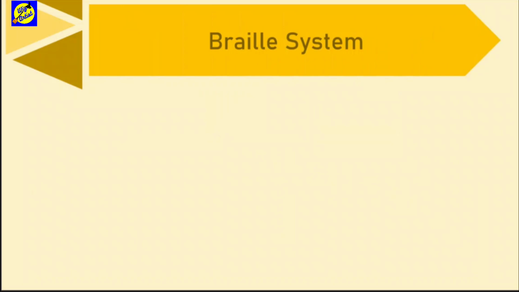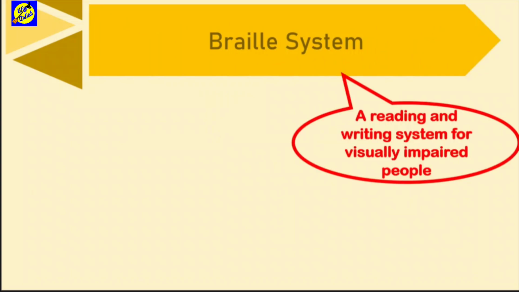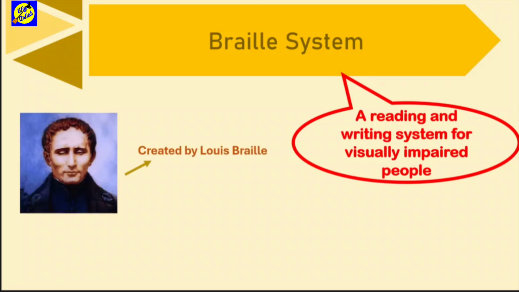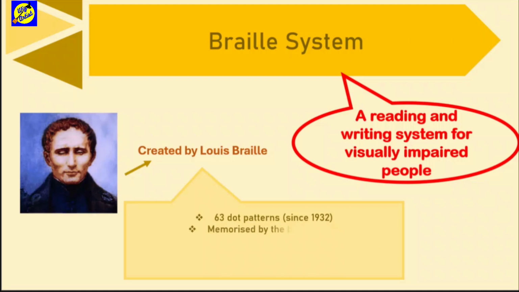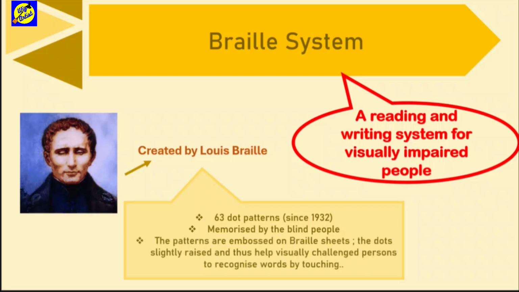Now let's understand about Braille System, which is a reading and writing system for visually impaired people. It was invented by Louis Braille, who himself was a visually challenged person. It contains 63 dot patterns, which has been adopted since 1932, and these dot patterns can be memorized by blind people. These patterns are embossed on special sheets called Braille sheets. And these dots of patterns are slightly raised so that they can be easily felt or touched by the visually challenged people and thus understood.